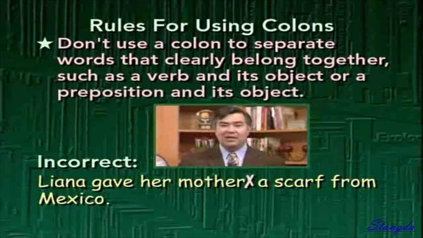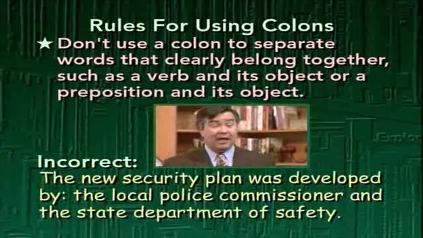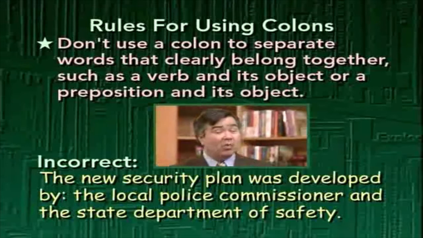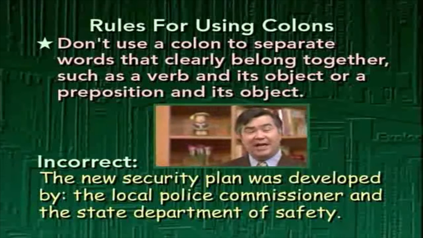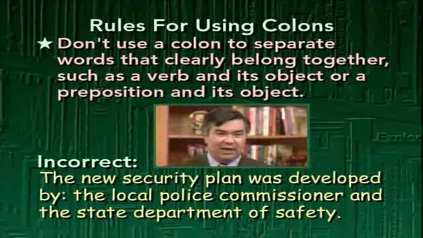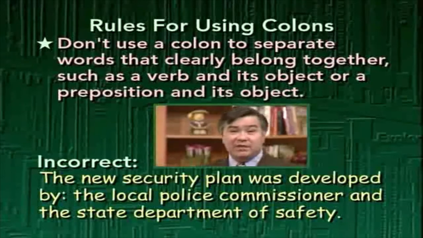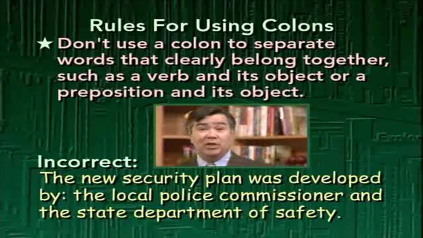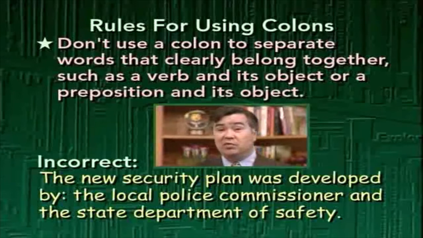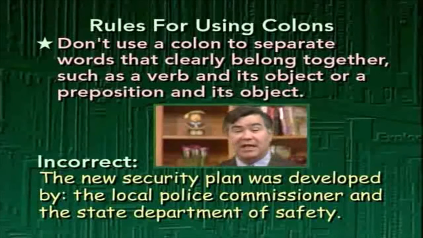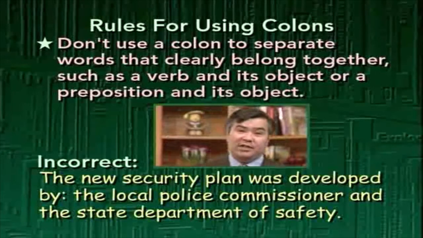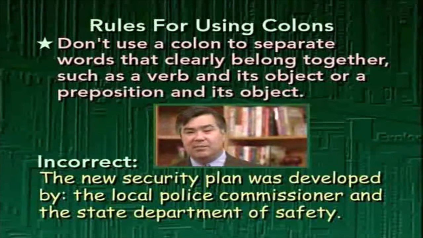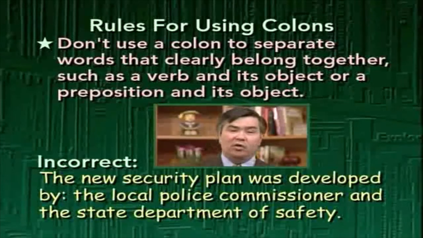And one more example. "The new security plan was developed by, colon, the local police commissioner and the State Department of Safety." Once again, the colon has been used here as a kind of introductory punctuation mark, and we've seen that colons can be used to introduce lists, as, for example, in the sentence we looked at previously, where the colon introduced the list Charles Chaplin, Buster Keaton, and Harold Lloyd. So the person who wrote this sentence is thinking, well, I have a kind of a list here, the local police commissioner and the State Department of Safety, so why not put a colon in front of it?